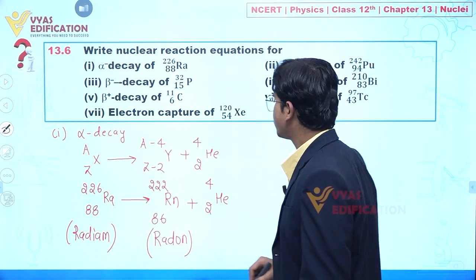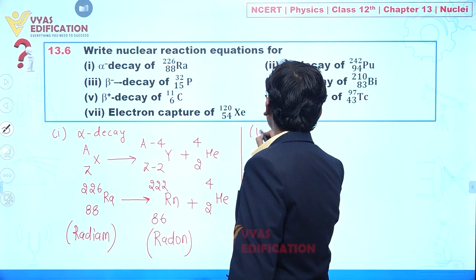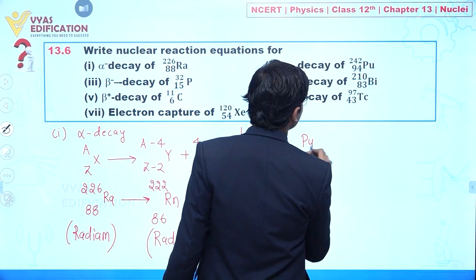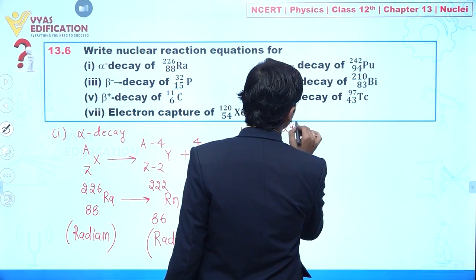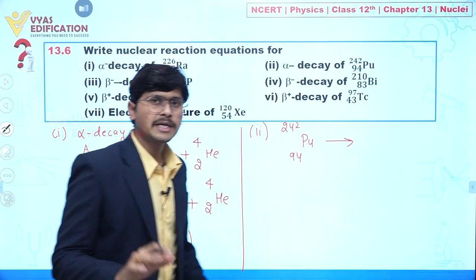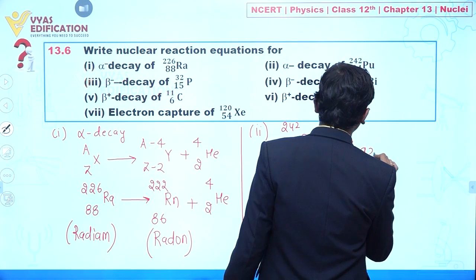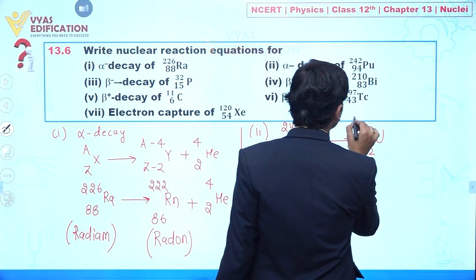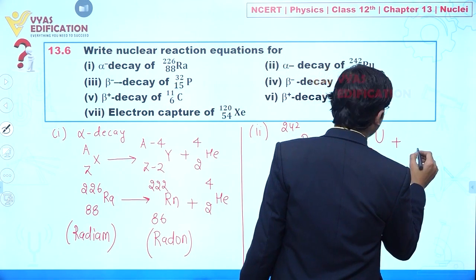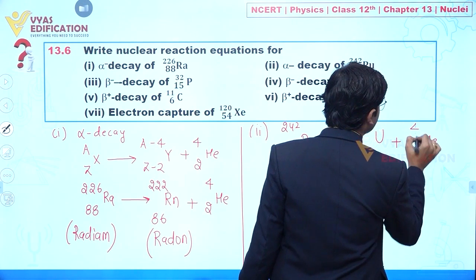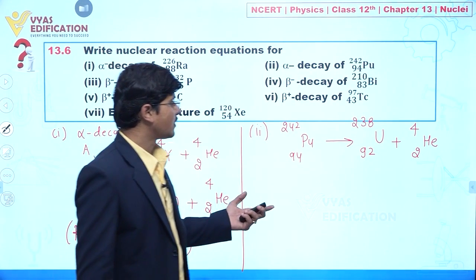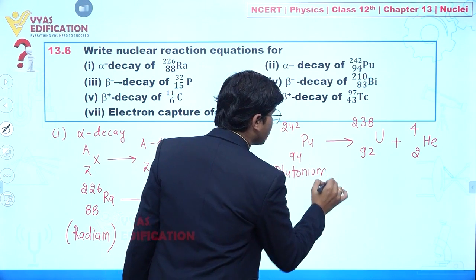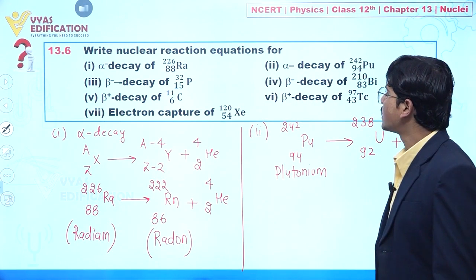Now we are going to discuss the second one. In the second one again an alpha decay is taking place for the nuclei, that is plutonium 94, and this is 242. So definitely there will be a decrease in atomic number by 2. So 92. Now definitely 92 atomic number is for uranium and this will be 238. Clear? And definitely there will be this one 2He4. Clear? So this is what? That is plutonium. Clear everyone? Yes.